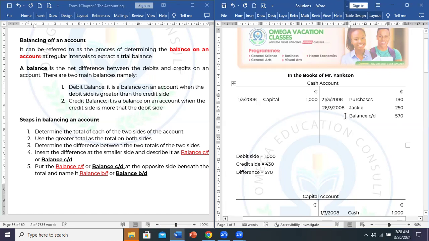Now you see that one thing is missing, and that is the date. What date are you going to put there? Please use the closing date of the period. For this question, the period was March. March ends at what date? Is it not 31st? So 31st March 2008 will be the closing date for the period March.